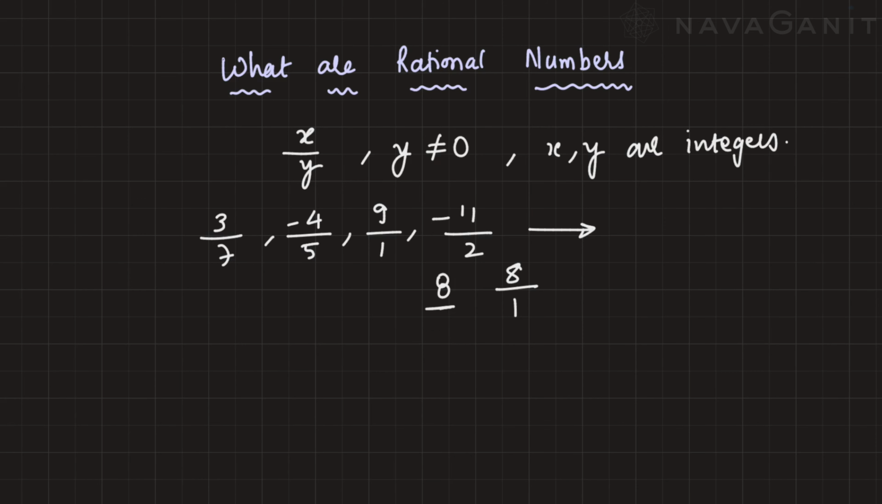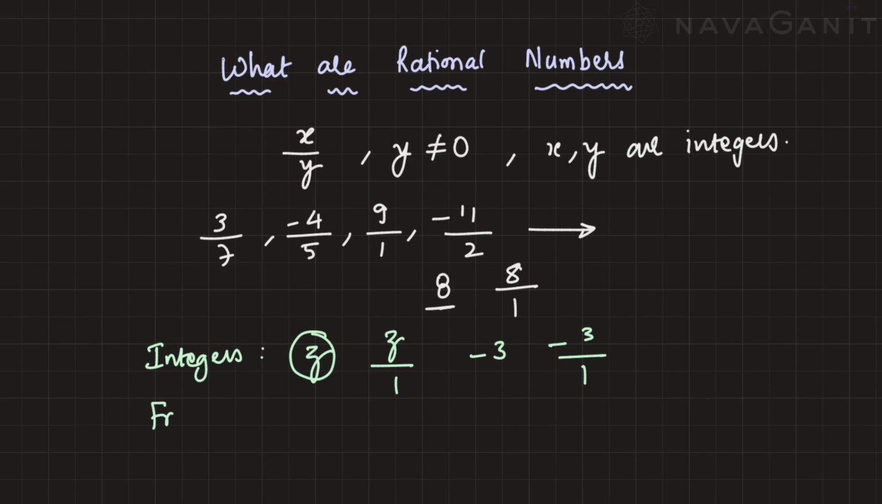Now I need you to observe a few things about rational numbers. First of all, integers are rational numbers, because any integer z can be written as z upon 1. For instance, if we have minus 3, I can write it as minus 3 by 1. So all integers are rational numbers.